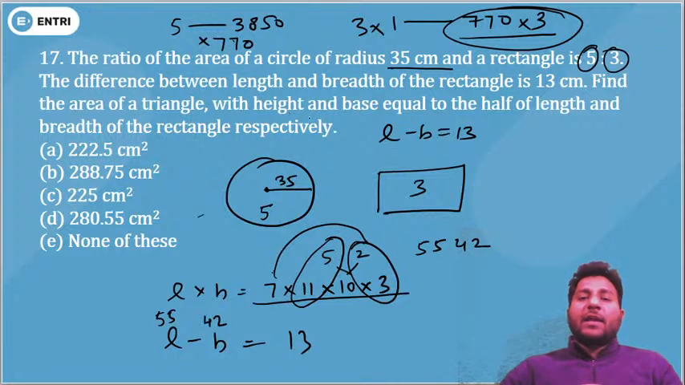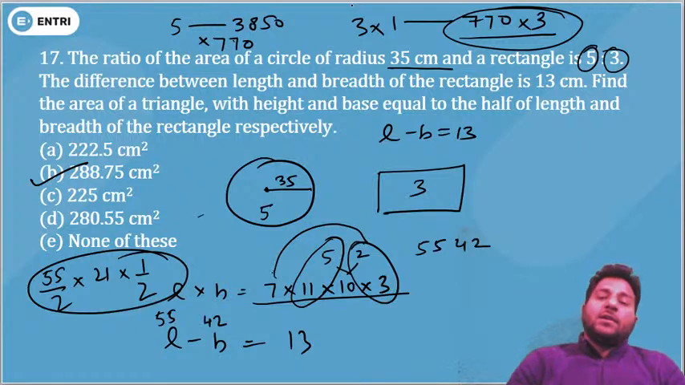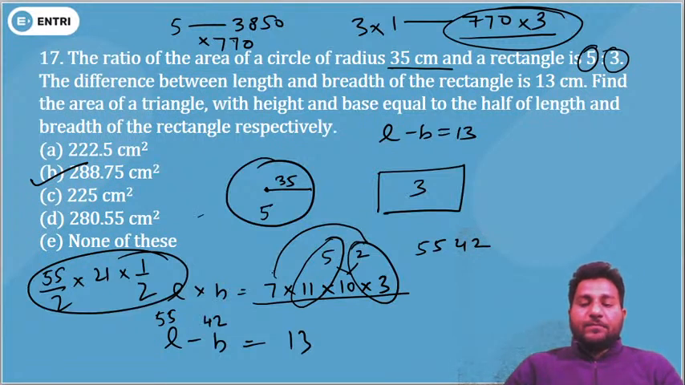Now find the area of triangle with height and base equal to half of length and breadth of the rectangle. So which means half of length 55 by 2, half of breadth 21. And half of length into half of breadth, so you can easily find out its area. It will be in decimal. So your answer will be 288.75. Did you get the concept? Yes, but Sharath, you need to learn to solve it in a short frame of time.